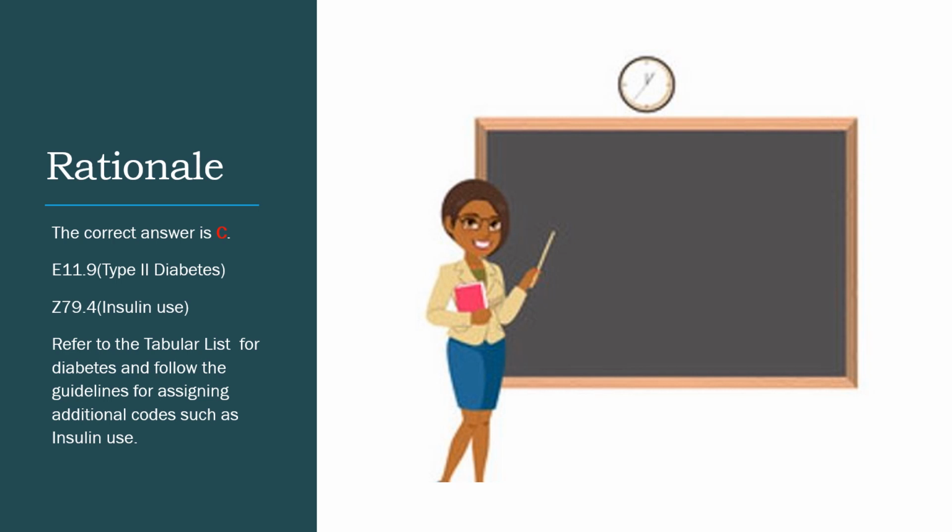And then when you refer to your tabular list, first you look up your diagnosis code in the index section, then you go back to your tabular list just to confirm the specificity. And there are some additional instructions that will tell you that if the doctor documented that the patient is also currently using insulin, you are to assign Z79.4. So my rationale is you want to refer to your tabular list for diabetes and follow the guidelines as it relates to assigning those additional codes such as the insulin usage.